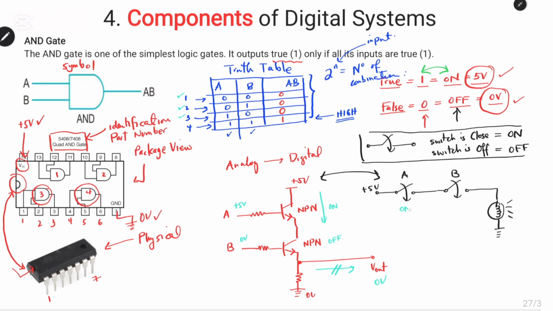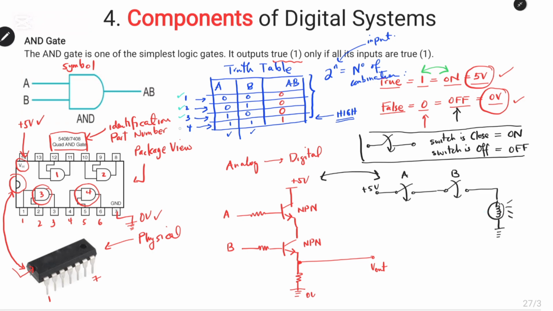That means this switch is on and this is off. So, the current will pass through the first switch while the second switch is off. So, no current will pass through the lamp. Therefore, the lamp will be off.